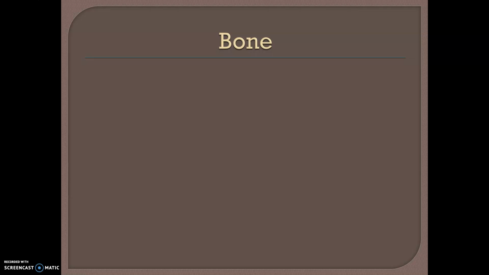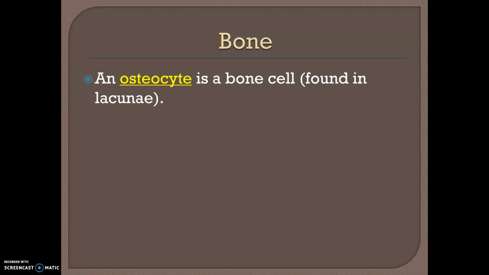So our next is bone. So bone is a type of connective tissue. You're going to call a bone cell an osteocyte. And these bone cells are also found in chambers called lacunae. So you only have to remember one name for a chamber.